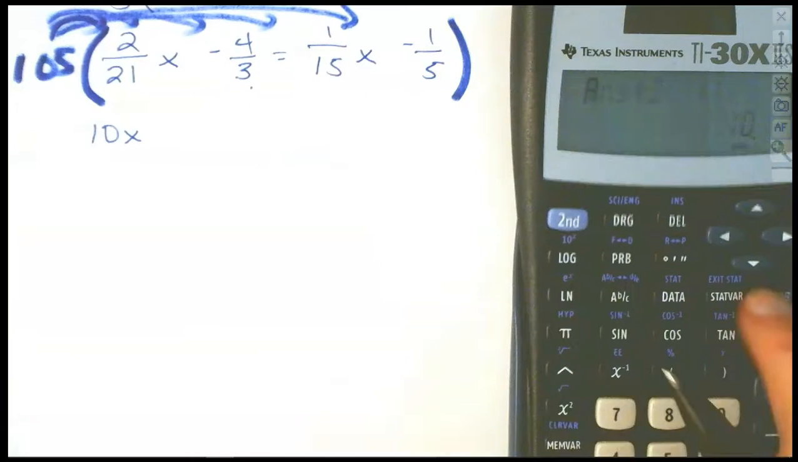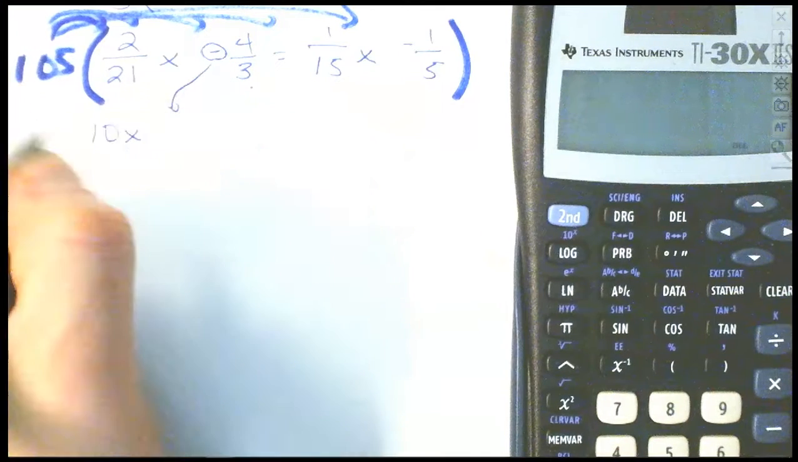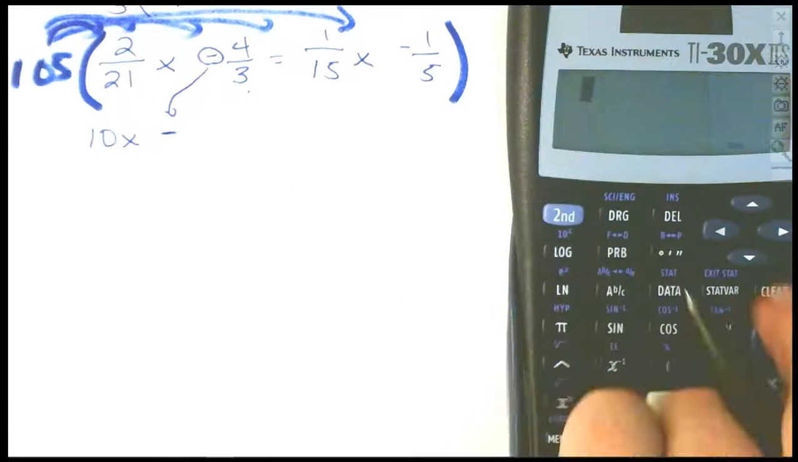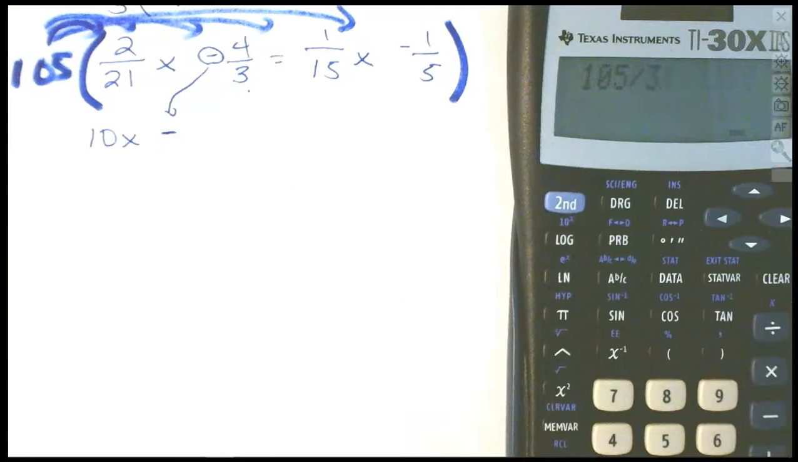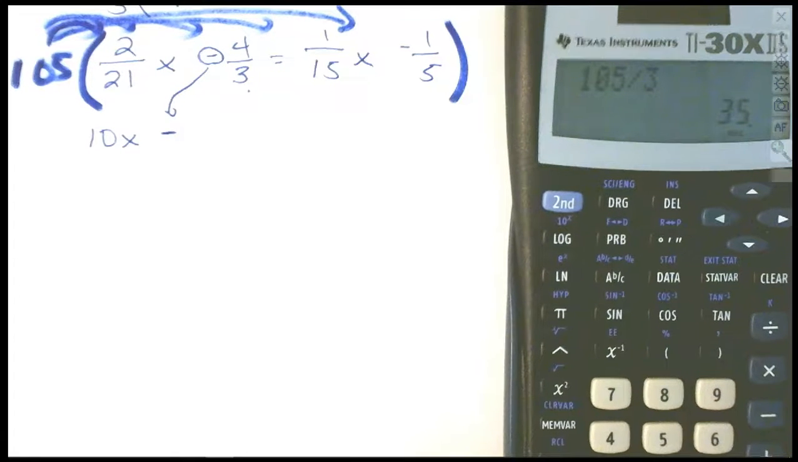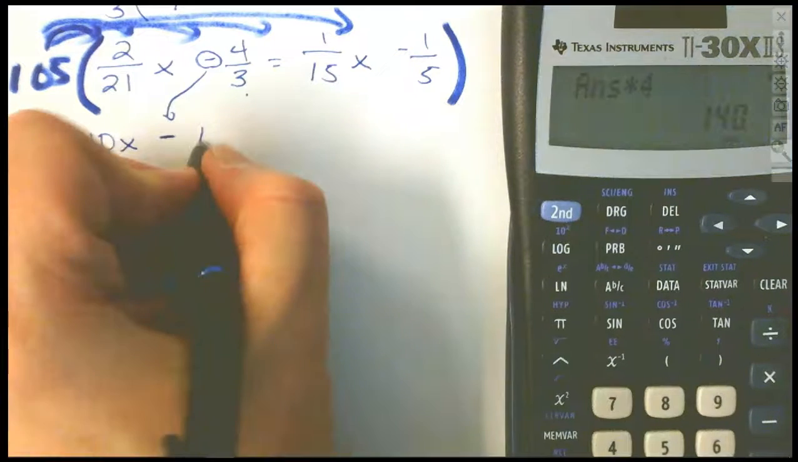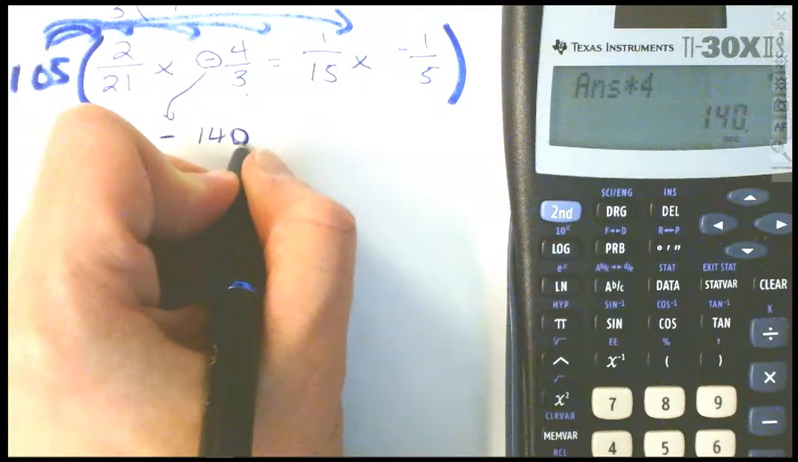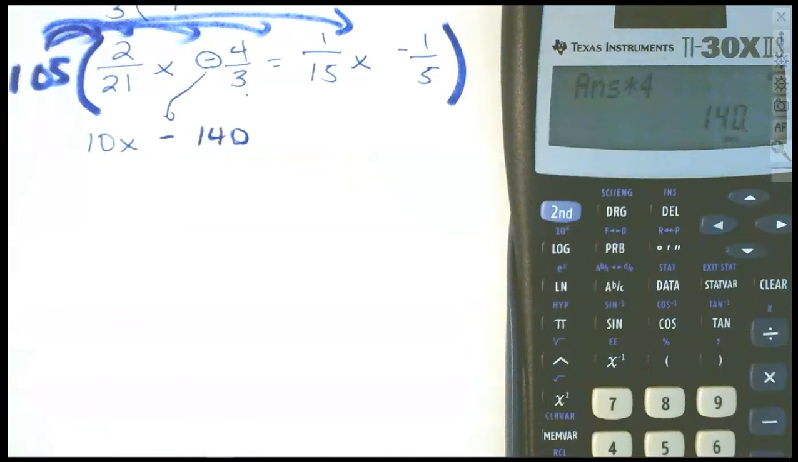Divide, multiply. Make sure you notice this is negative. So I'm going to bring my negative down for my next piece here. Now we take our 105, we divide it by 3. And what does that give you? 35. And what do we do with that? Multiply that by what? 4. Okay. So that gives you then a 140. I just brought my negative sign down so I wouldn't have to worry about typing a negative into my calculator.